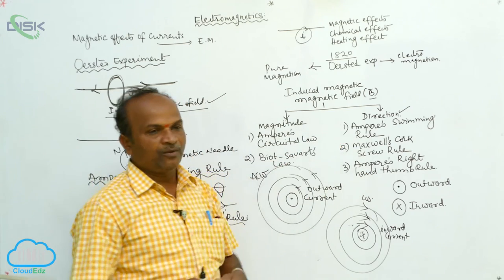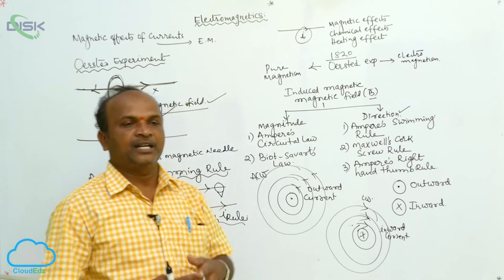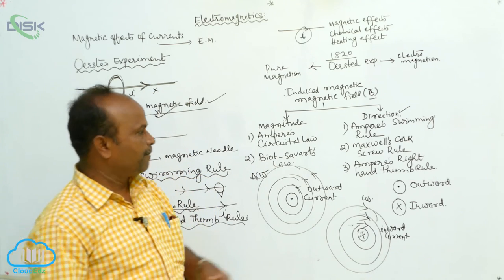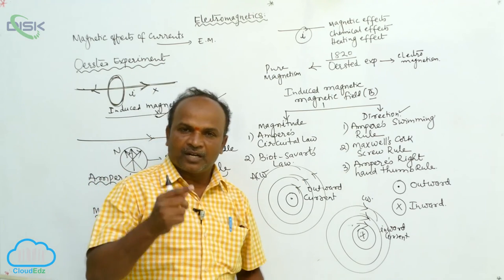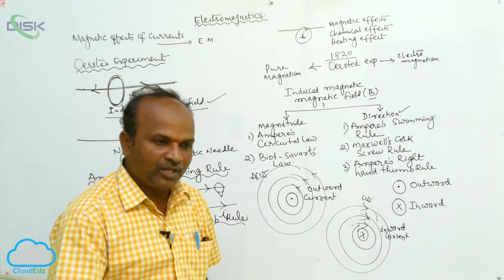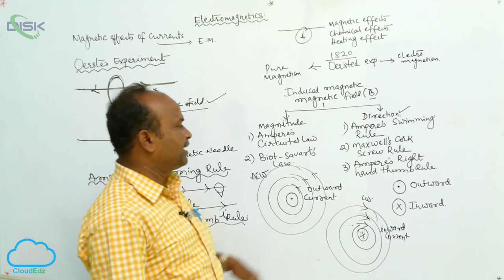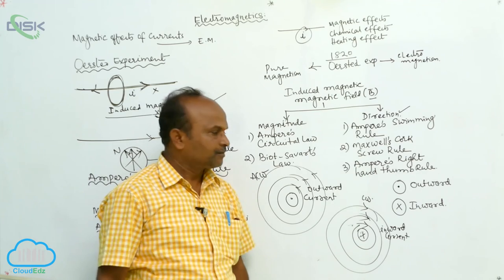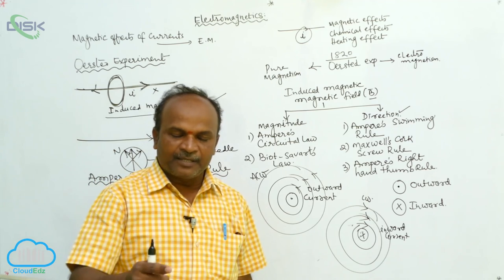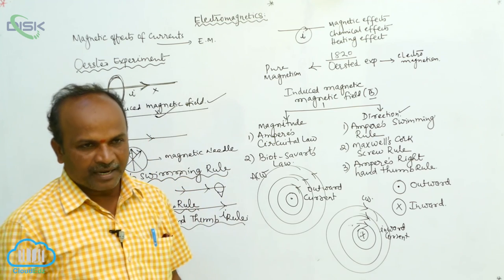Ampere's swimming rule: a person is swimming in the direction of current while facing the conductor, then the motion of the left hand gives the deflection of the magnetic needle. Maxwell's corkscrew rule: the corkscrew is moved in the direction of the current by rotating the screw, then the direction of rotation of the corkscrew gives the direction of the magnetic field produced. Next, the right hand thumb rule: if the right hand thumb is placed in the direction of the current, the curl of four fingers gives the direction of the magnetic field.